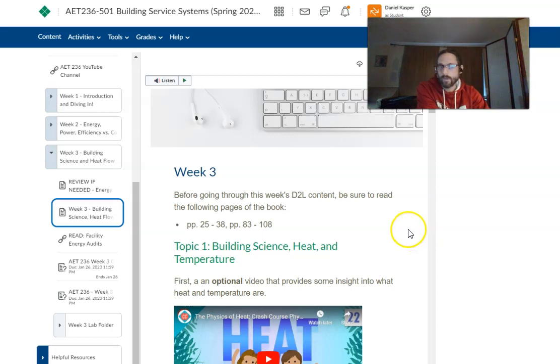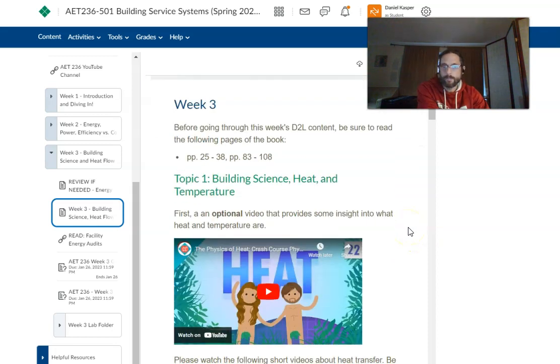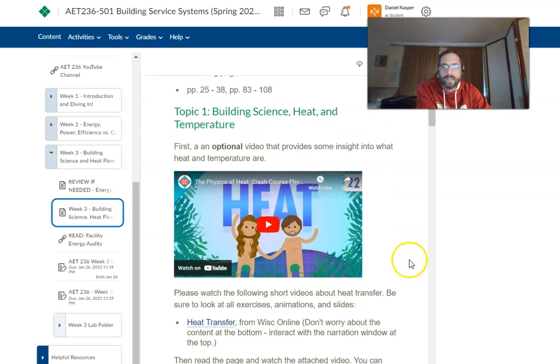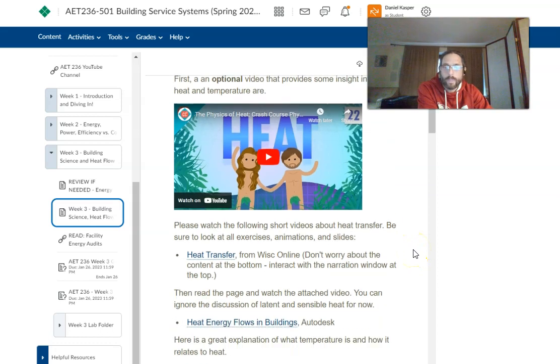This week we'll continue our focus on energy, and we'll introduce the concept of building science. The course is really all about building science, because building science is about the operation of different systems within a building, which obviously is the purpose of the course. So the whole thing is building science. But we'll really hone in on heat and heat flow.